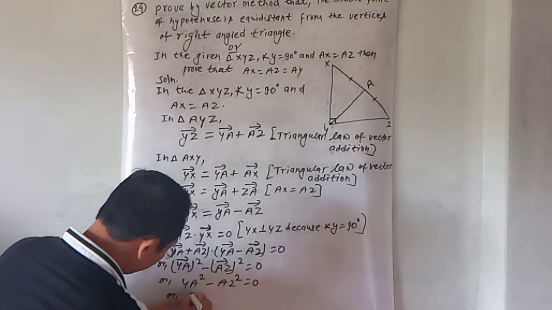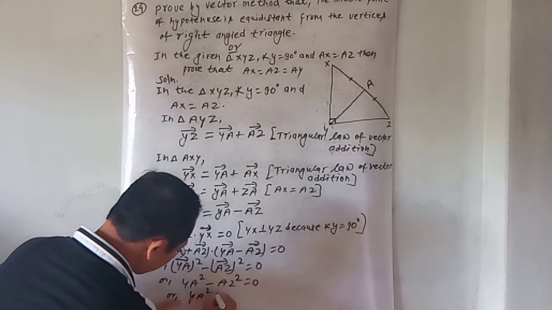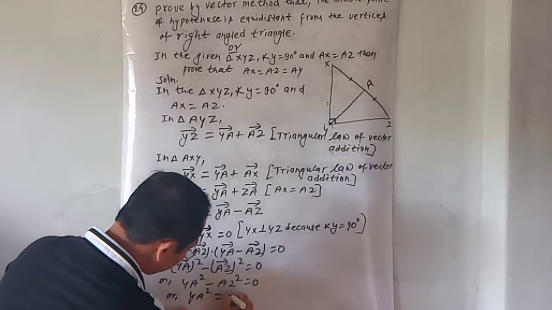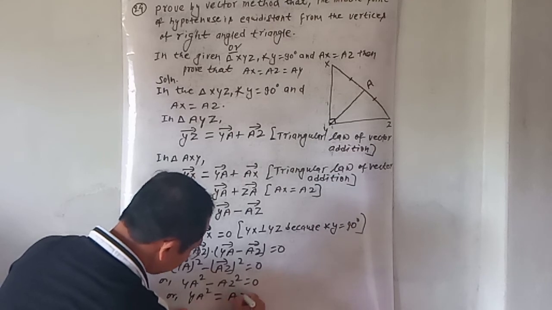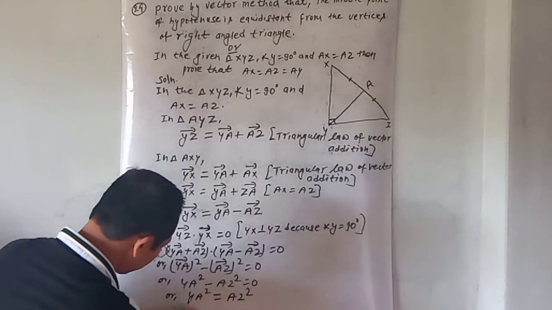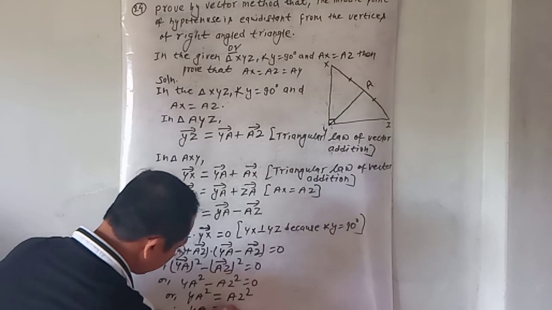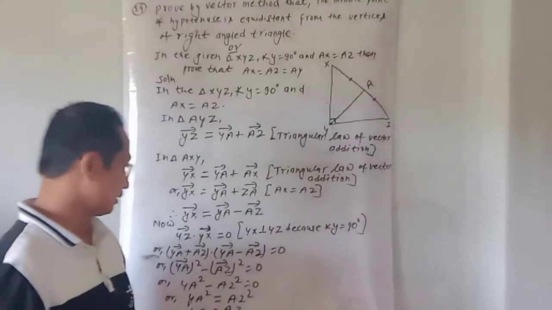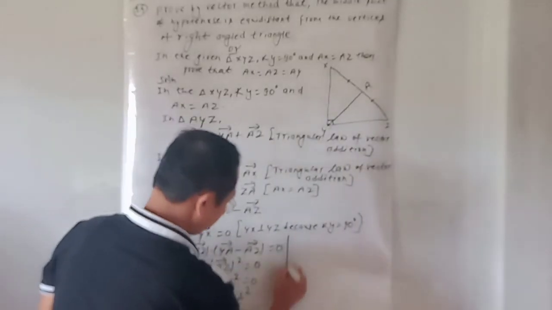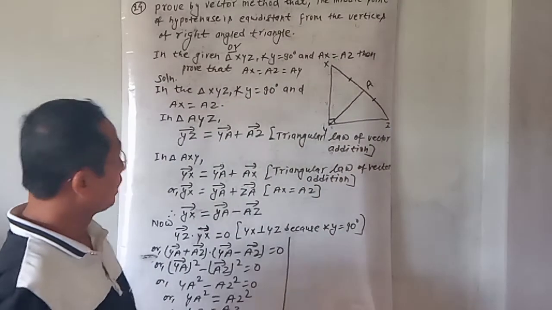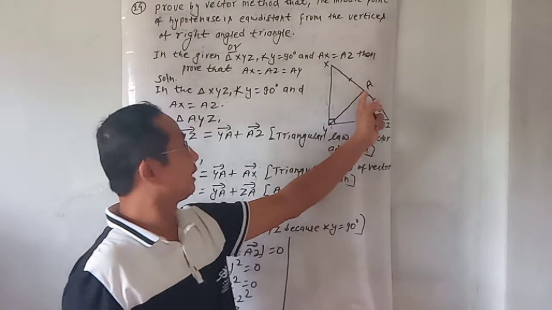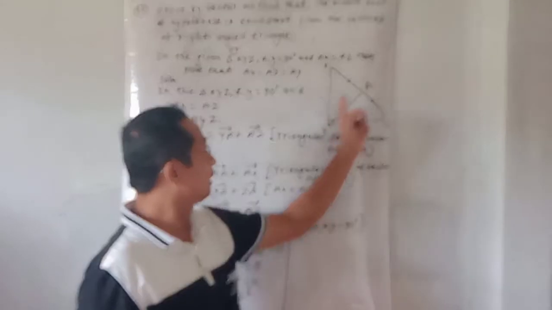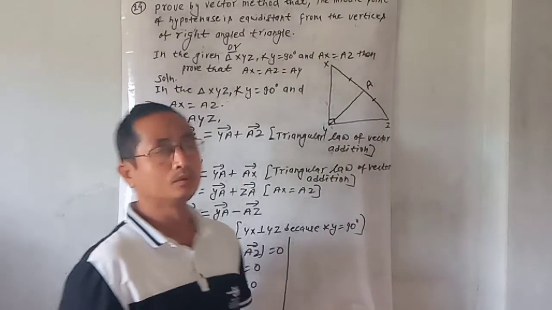Or YA square equal to AZ square, taking this side. Therefore YA is equal to AZ, proved.